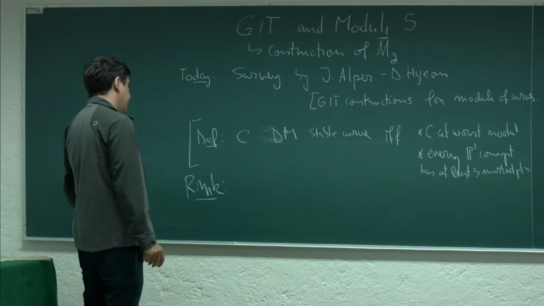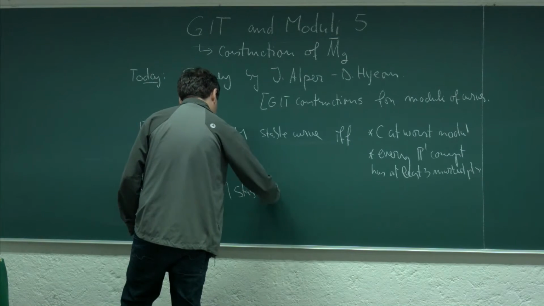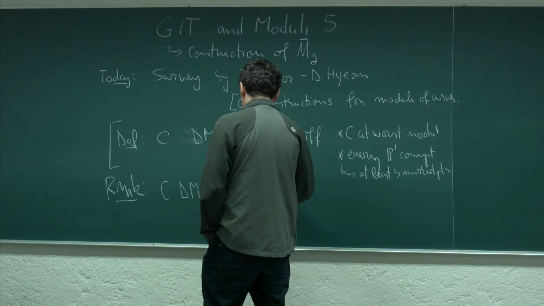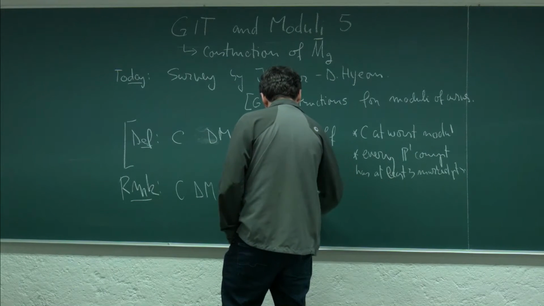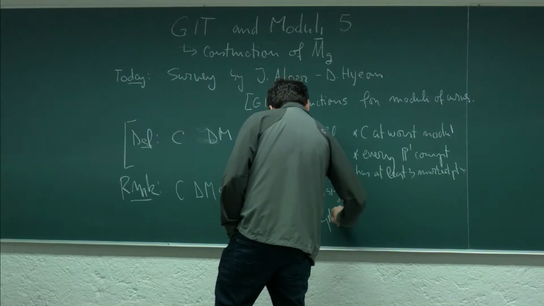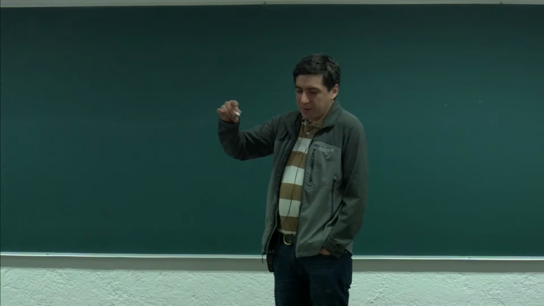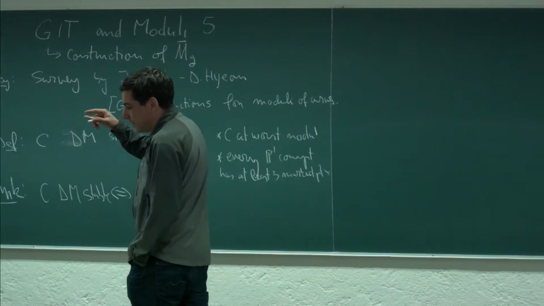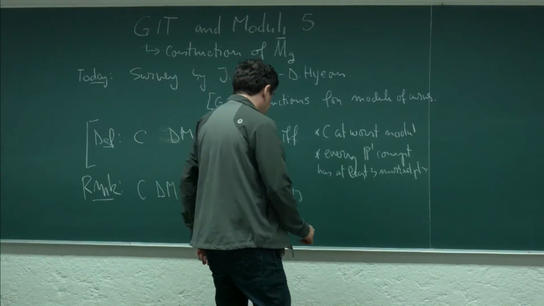So a remark here: C is DM stable is equivalent to saying that C has nodal singularities and the dualizing sheaf is ample. This is easy to see because the dualizing sheaf, the canonical sheaf on P1, is O(-2). So unless you have at least 3 points to increase this, the dualizing sheaf will not be ample.